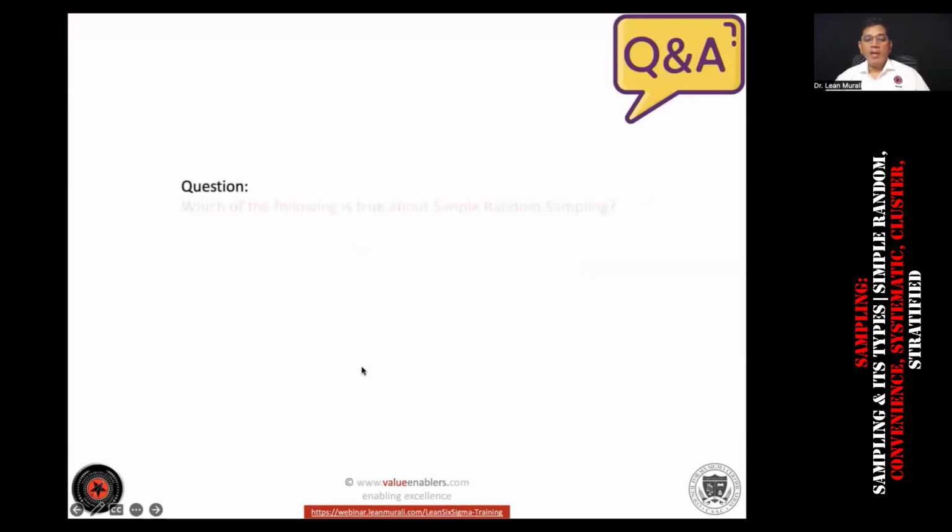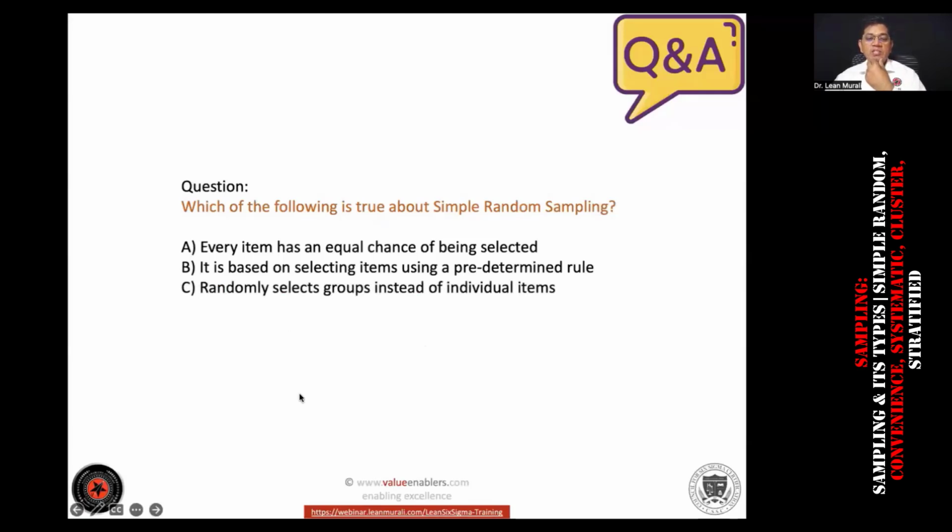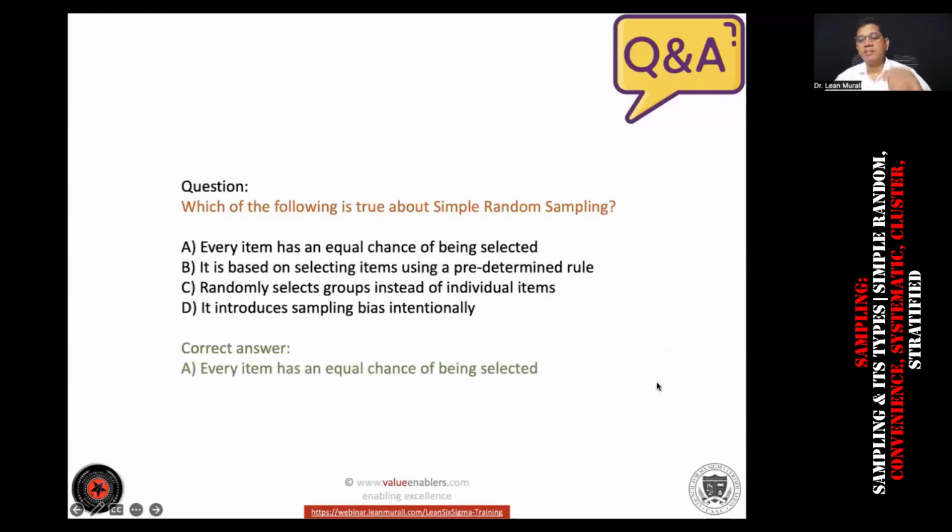A quick question before we go. Which of the following is true about simple random sampling? This is just to test your attention. Every item has an equal chance of being selected. It is based on selecting items using a predetermined rule. Randomly selects groups instead of individual items. It introduces sampling bias internally. So which is the correct answer? Just now we discussed it, so it must be easy for you to answer. Unanimously the answer comes as: every item has an equal chance of getting selected.